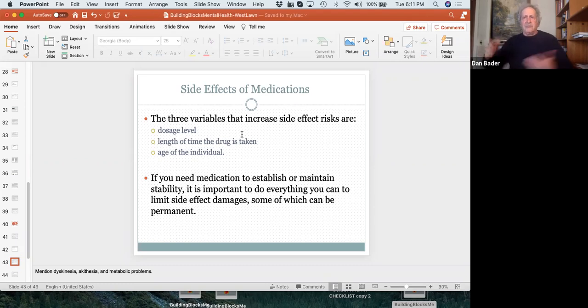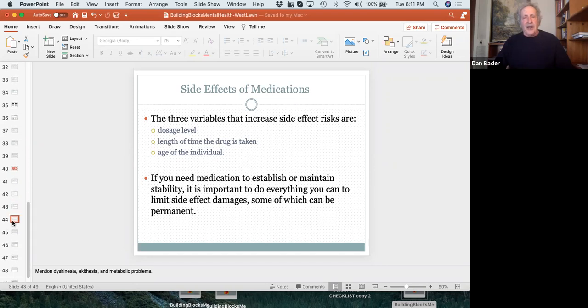And that was always considered to be a risk, but they would say it's a necessary risk, because the benefits you get from the medication outweigh the fact that you might end up with tardive dyskinesia. So it's important to understand this. Now let's see what we have next here.